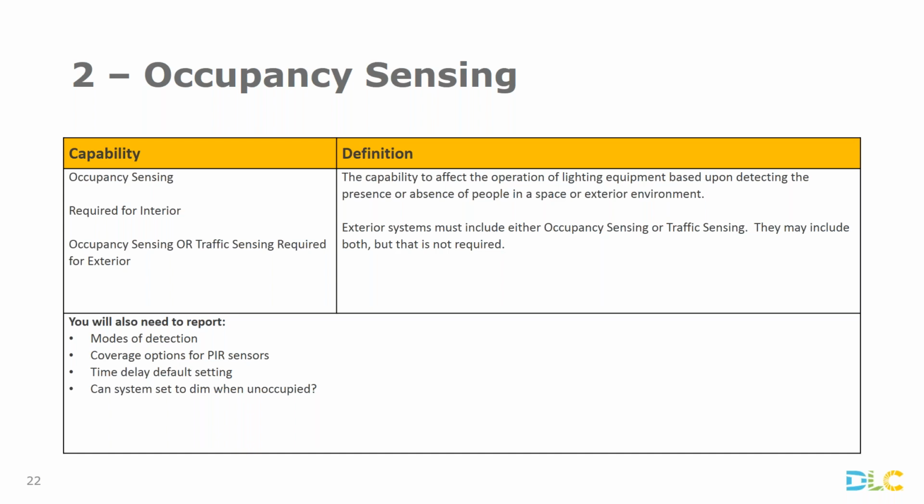Next capability, occupancy sensing. I'll assume that everybody out there knows what this is. This is something that we require for interior. On exterior, your system can either provide this or something we call traffic sensing. In addition to identifying that your system has this capability, we ask you to provide the modes of detection, and then the coverage options if you have PIR type sensing. We also ask for information about the time delay and some additional information about the capabilities of your occupancy sensing. For example, can you set the system to a dim level when there's an unoccupied state?